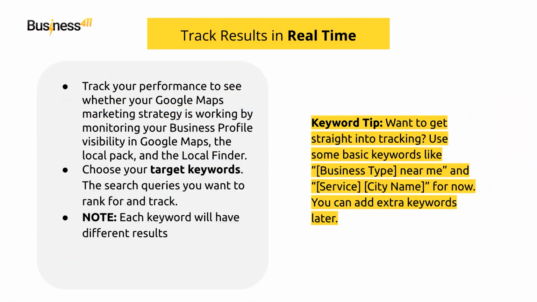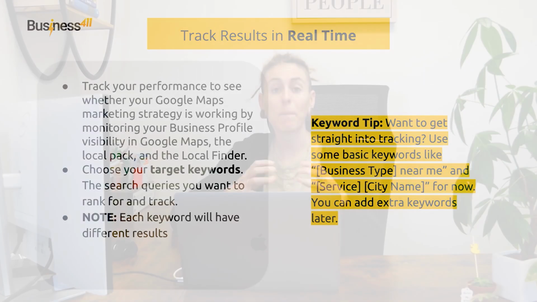So here's a keyword tip. If you want to get straight into tracking, you can use some basic keywords like your business type near me, roofing company near me, or you could use a service you offer and a city name you service. So, for example, pressure cleaning Miami.